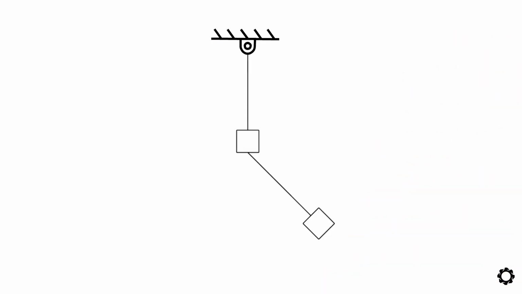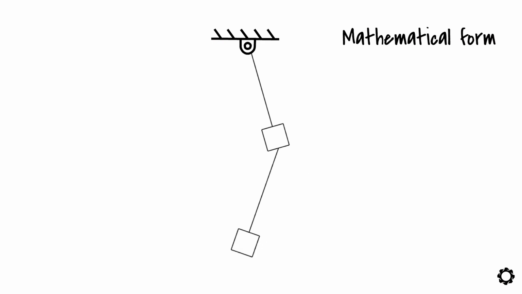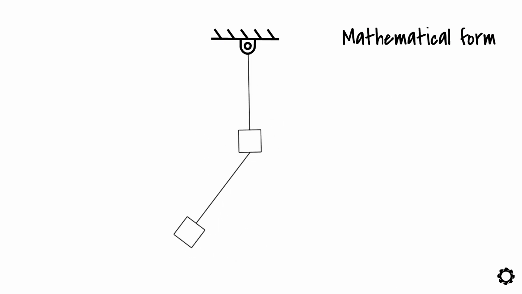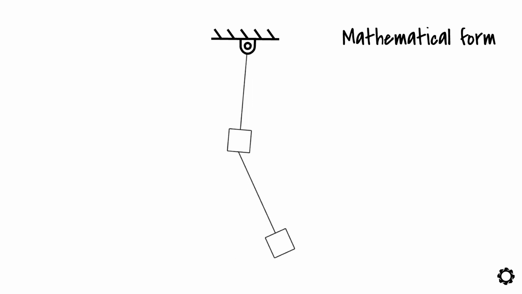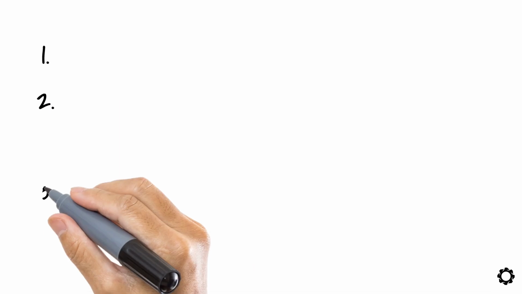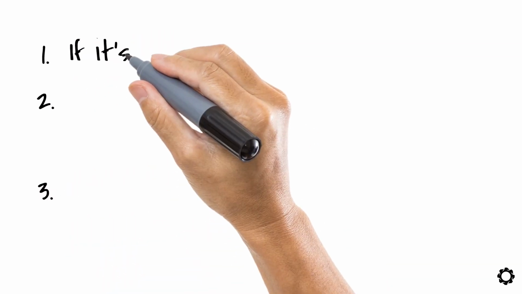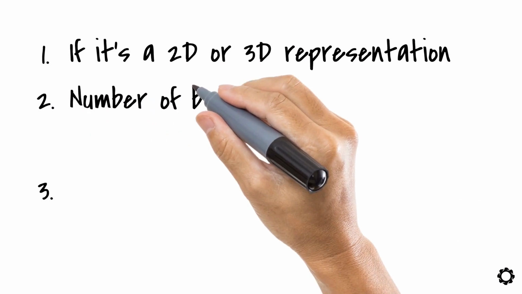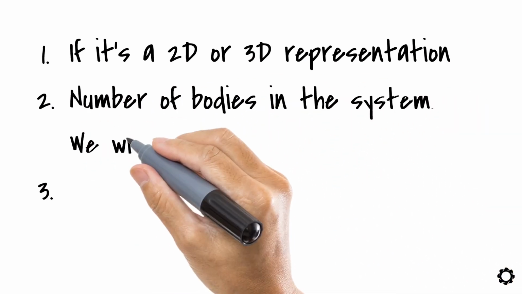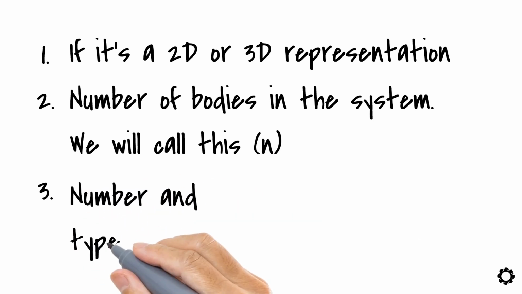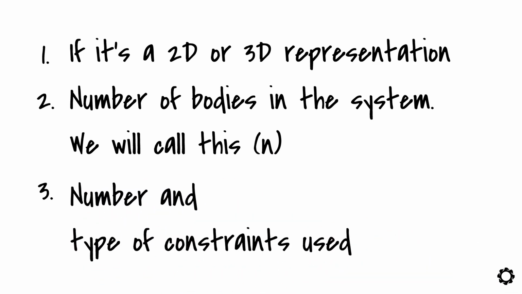Now we will explore the mathematical formulation of all this explanation, which will lead to correct results every time, even when things get more complicated. And guess what? It's really simple to apply. You only need to know 3 things. Number 1, if it's a 2D or 3D representation. Number 2, number of bodies of the system, which we will call N. Number 3, number and type of constraints used. Well, there are really 4 things you need to know.